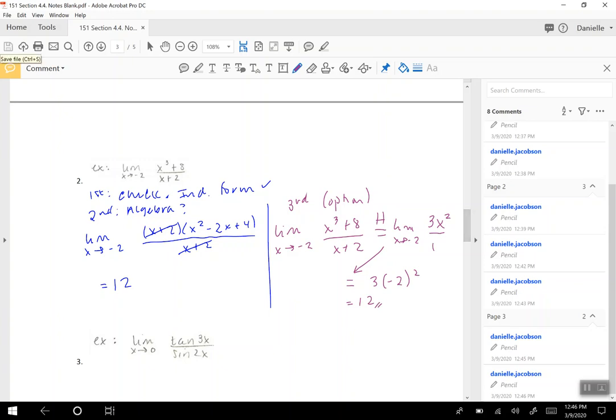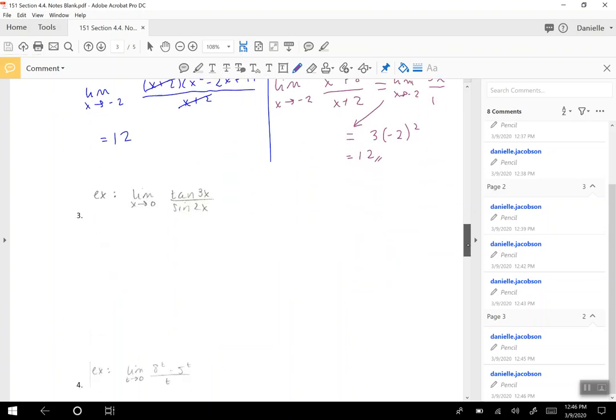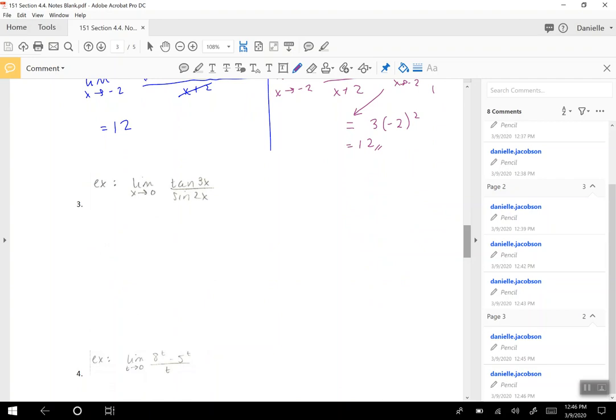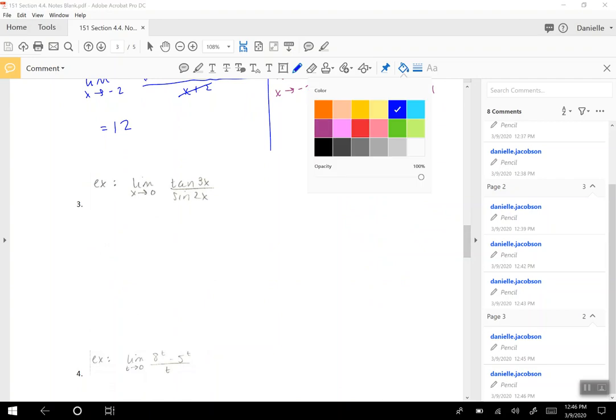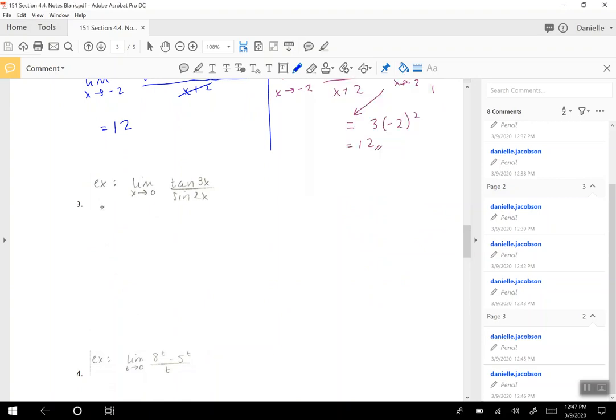Okay, all right, let's move on to example 3. Looking at example 3, we have the limit as x goes to 0 of the tangent of 3x over the sine of 2x. First we can try to think, what happens when I run this through? You would again get 0 over 0. So this is definitely an indeterminate form, and it's a fraction, so that's good.